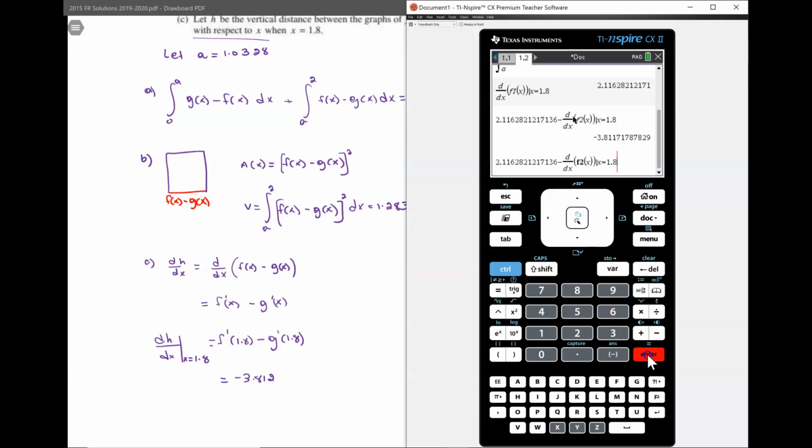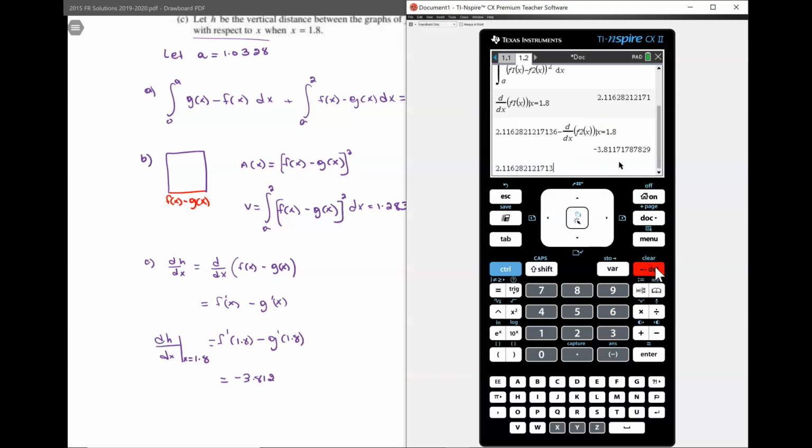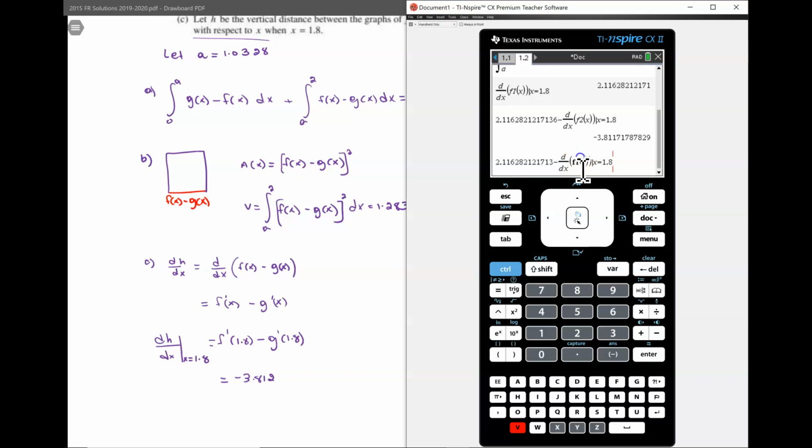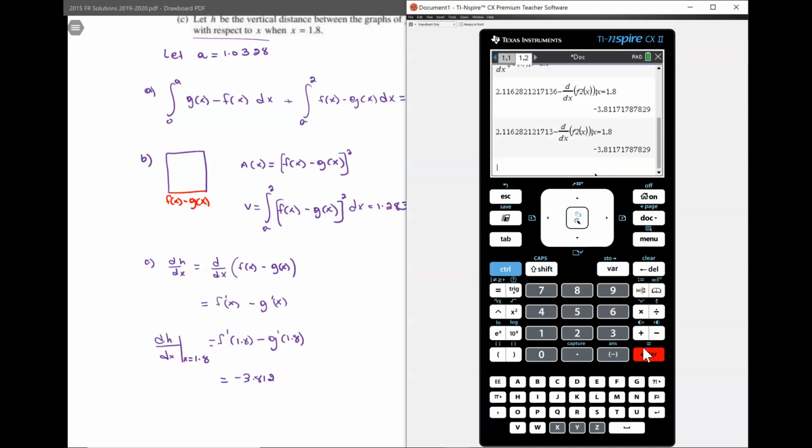Minus. You could also have gone up, copied this, Control C, dropped it here, Control V, and then changed the F1 to F2. That could have also worked.